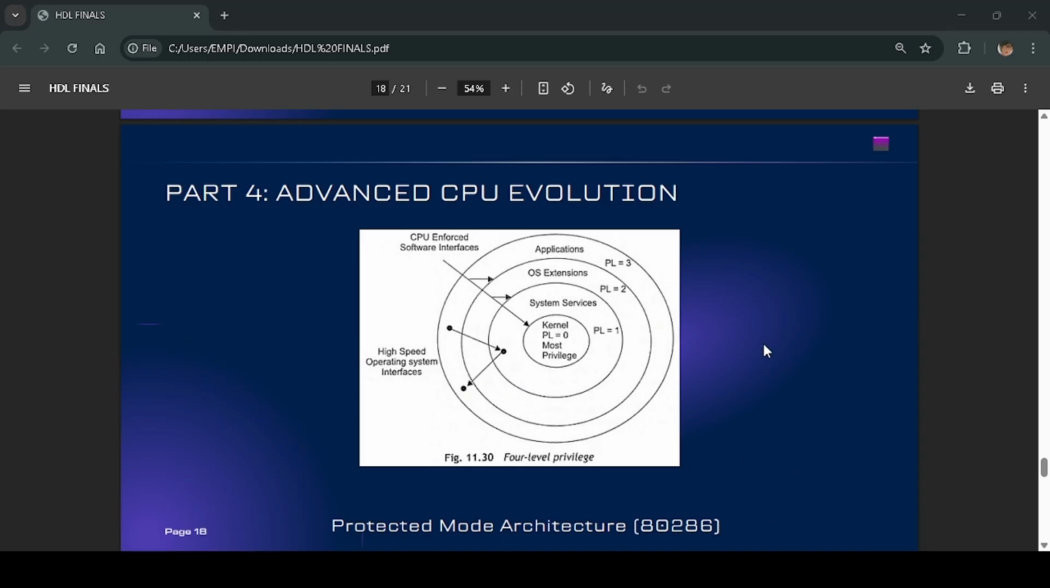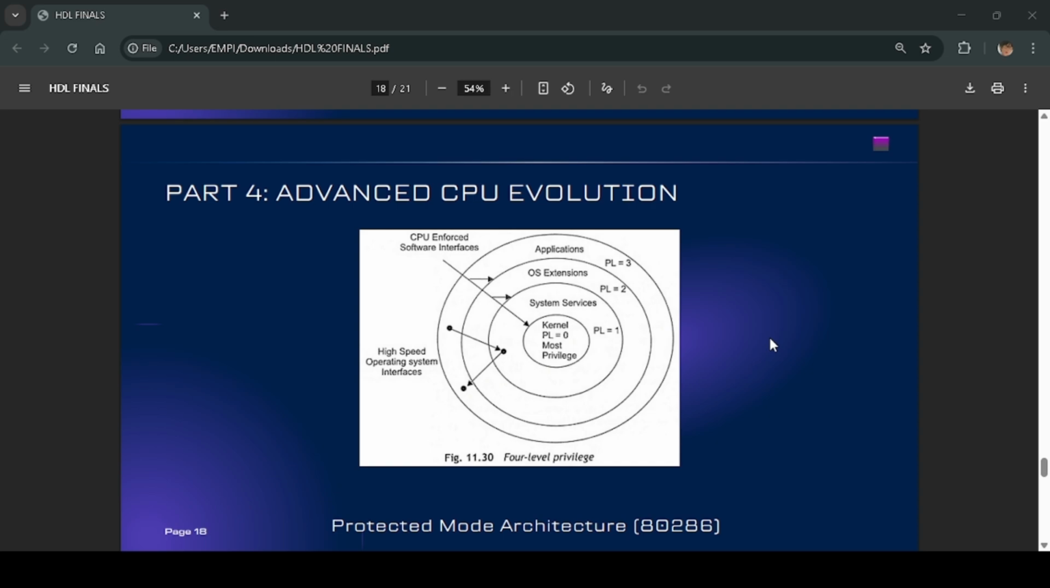Memory was managed as protected segments described by descriptors in tables. These descriptors enforced boundaries and access rights. If a program violated these rules, the CPU triggered a fault. This isolated programs and the OS kernel, preventing crashes from bringing down the whole system.